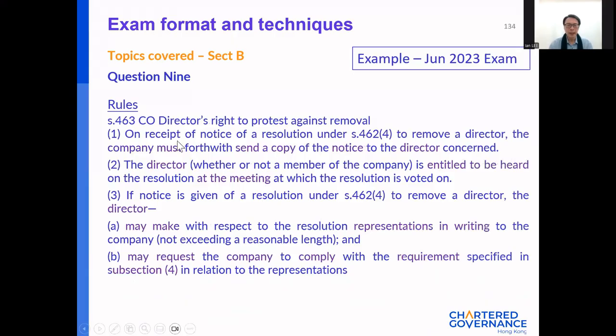And of course, you can see the director. We have seen this one before. The director should first of all be notified about the calling of a meeting to remove the director. Therefore, the company must send a copy of the notice to the director. The director is entitled to be heard at the meeting. He also has a right to make written representation, if he does it in time, and it is circulated to the members.